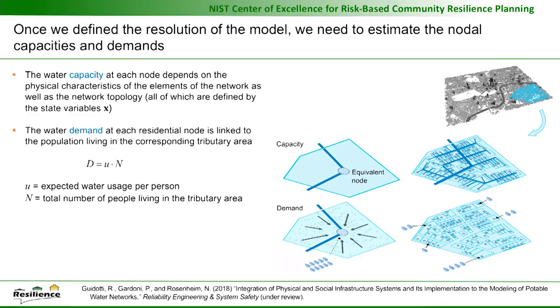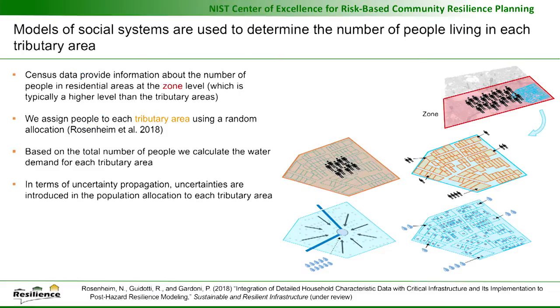Once we define the resolution of the model, we need to estimate the nodal capacities and demands. The water capacity at each node depends on the physical characteristics of the elements of the network, as well as the network topology, all of which are defined by the state variables X. The water demand at each residential node is linked to the population living in the corresponding tributary area. Models of social systems are then used to determine the number of people living in each tributary area.